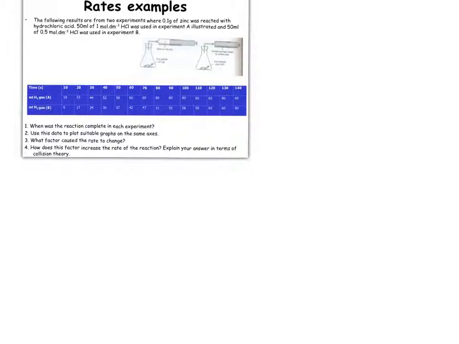First, we're going to keep exactly the same mass of zinc in both cases, so that's a fixed variable. Our independent variable is that we are going to change the concentration of hydrochloric acid. First, we're going to use 50 milliliters of 1 mole per cubic decimeter, and then 50 milliliters of 0.5 moles per cubic decimeter. And we're going to watch what happens. In the first experiment, we end up seeing that the gas increases.